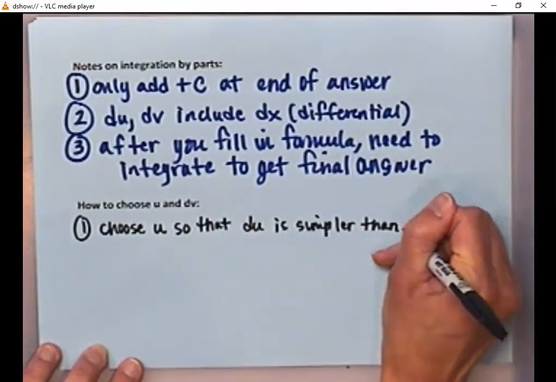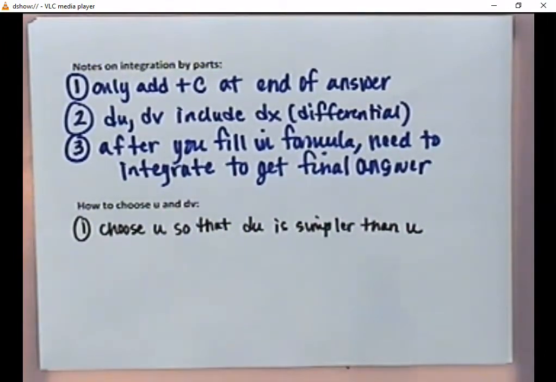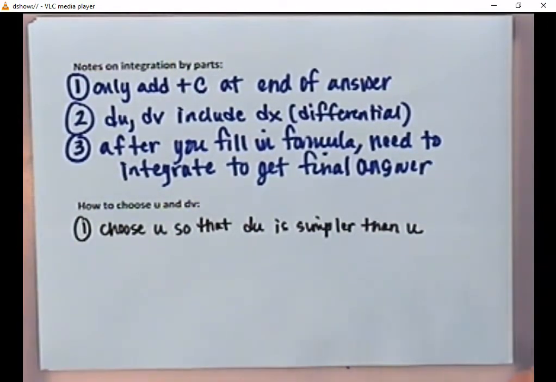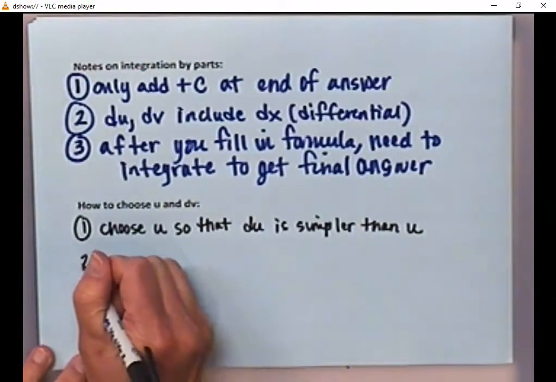So remember, if you choose u, you're going to have to take its derivative. So if I choose u, I want to make sure its derivative du should be a simpler expression than the u was. If it's getting more complicated, that's going to be harder to work with. So you do want to choose it so it's simpler than what you started with. That's why x is a good choice, because its derivative is really simple. It's a 1. And so that is a good choice for u.